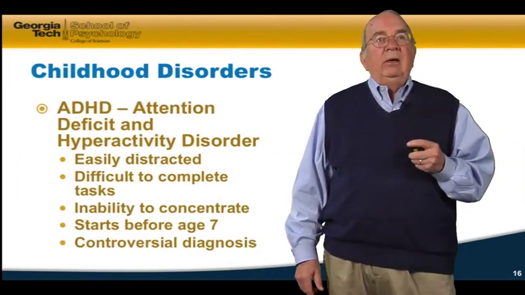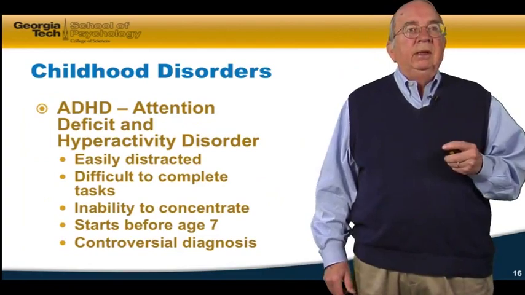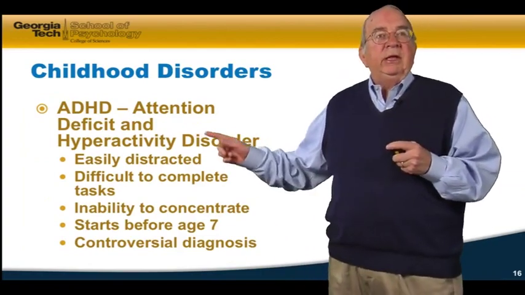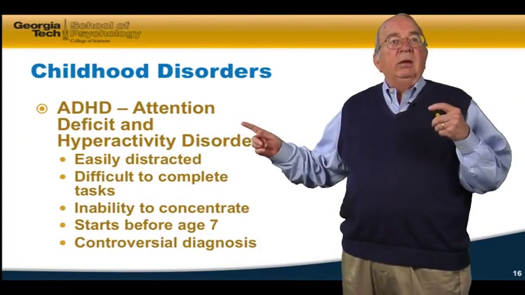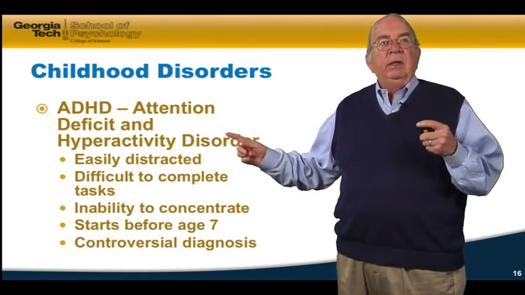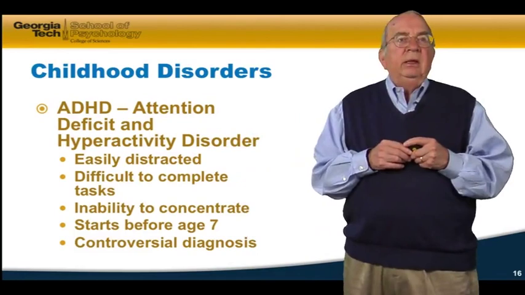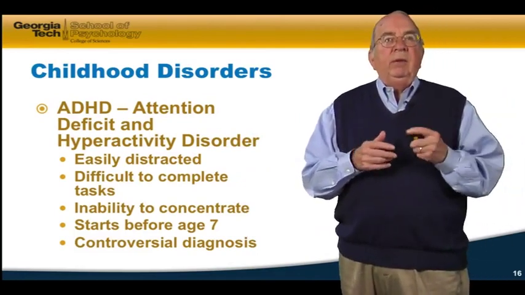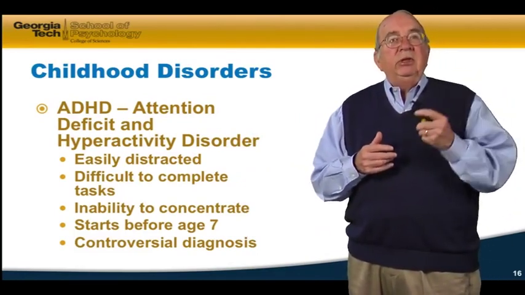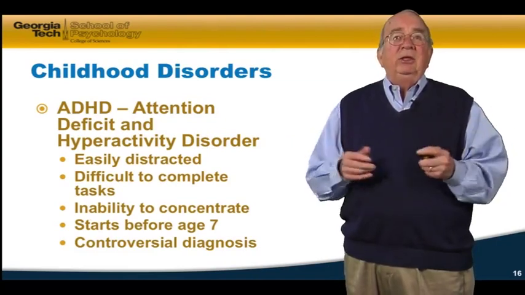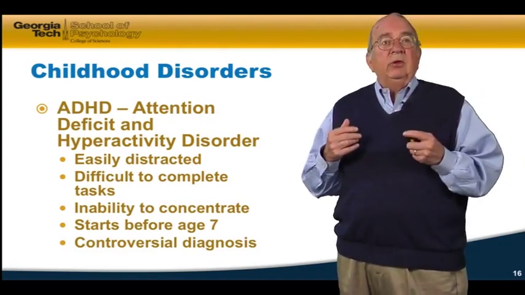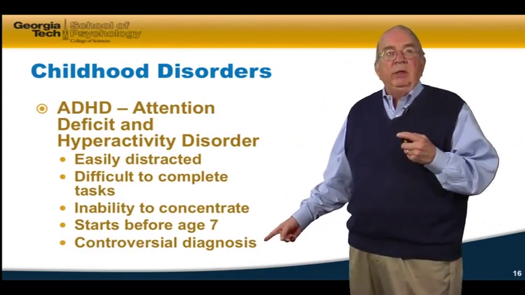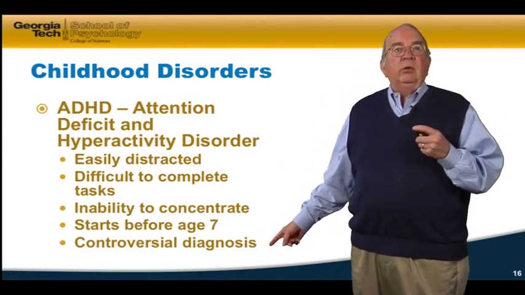Okay, let's talk a little bit about childhood disorders according to DSM-5. First, there's attention deficit and hyperactivity disorder, where the child, and this usually occurs before age 7, is easily distracted. It's very difficult for them to complete a task. Their attention disorder is they just cannot pay attention for long periods of time. It's an inability to concentrate. It's controversial because it's diagnosed in so many children.